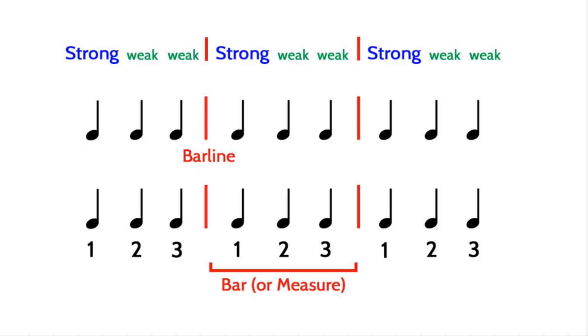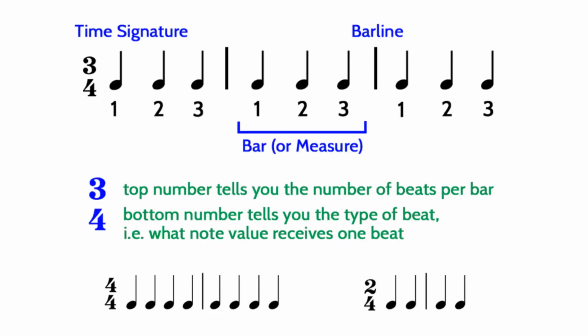To convey all of this information and bring it together simply and clearly, we add a time signature at the start of the piece. This tells you how many beats there are in a bar. It consists of two numbers. The top number tells you the number of beats in a bar, and the bottom number tells you the type of beat. In other words, what note value receives one beat.